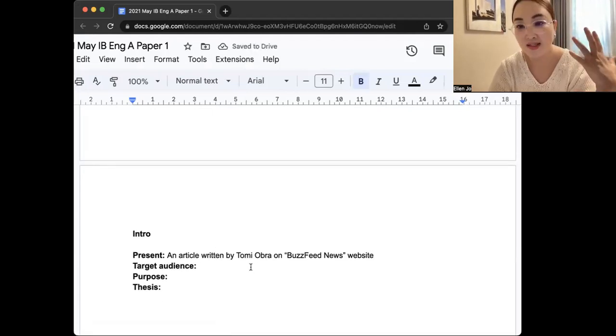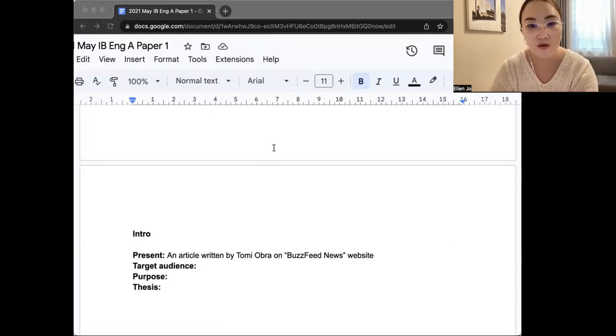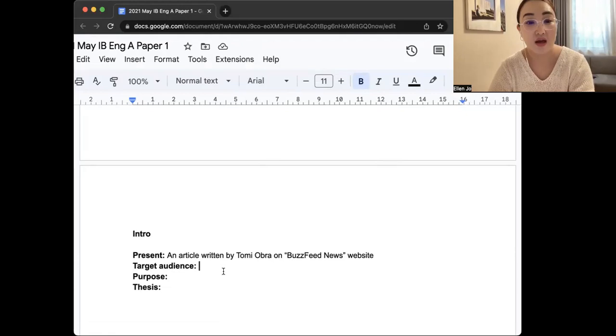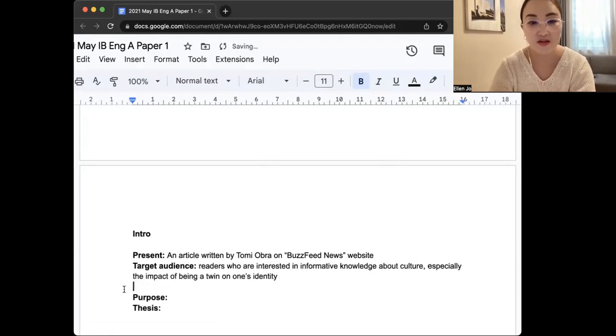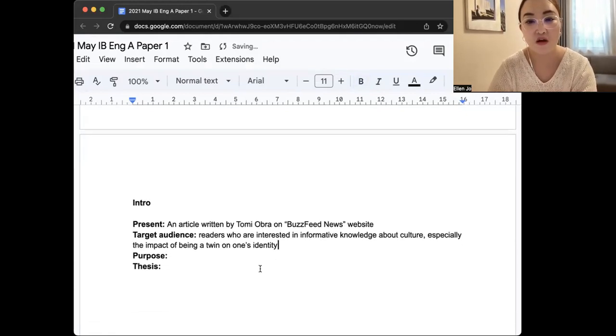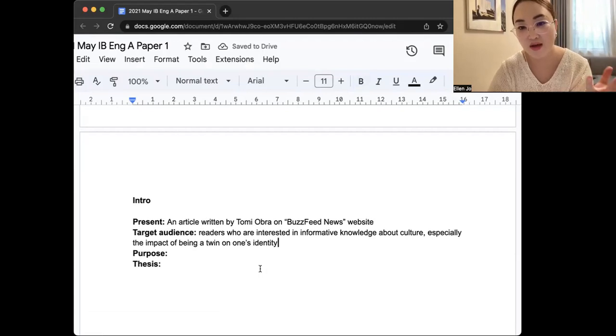And given the understanding that you guys have had, what is the target audience that you can assume? The target audience would definitely be English speakers, especially readers who are interested in informative knowledge about culture, because the news website itself focuses on cultural content, and especially those who are going to read the article from the beginning to the end. You can assume that they must be somehow interested in the impact of being a twin on one's identity.